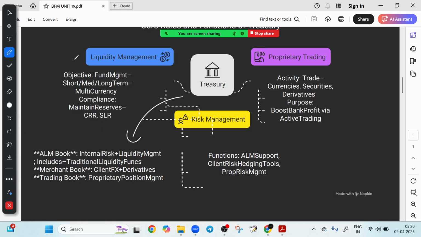So remember, if a question is asked that liquidity management is taken care of in which kind of book, you must remember ALM book. Proprietary trading is taken care of in which kind of book? You must know this is the trading book. And what about risk management? This is part of the merchant book. So these things must be clear to you.